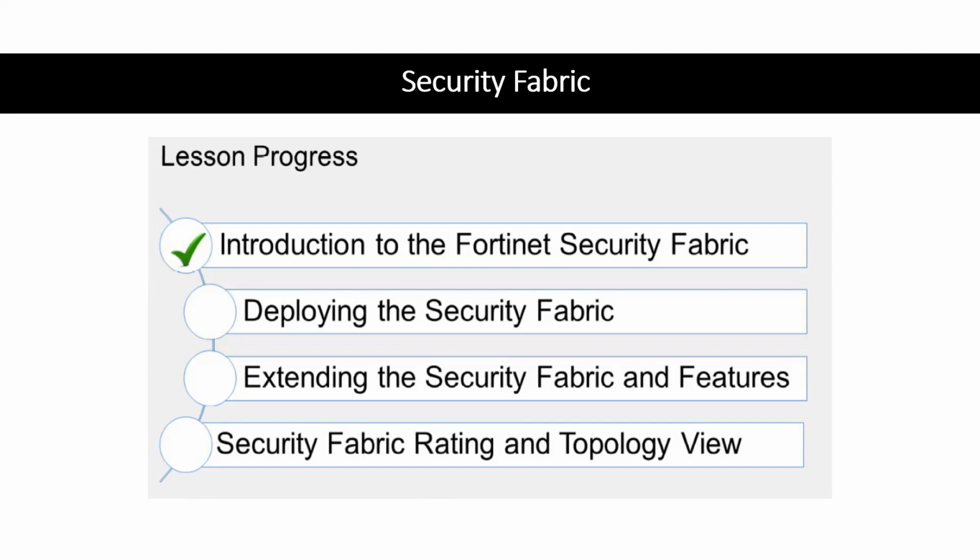A. Good stuff. A Fortinet solution that enables communication and visibility among the devices of your network. Absolutely. Question 2. Which combination of devices must participate in the security fabric? Is it A, a FortiAnalyzer and 2 or more FortiGate devices, or B, a FortiMail and 2 or more FortiGate devices? A. 2 or more FortiGate devices and a FortiAnalyzer. There we go. Absolutely.